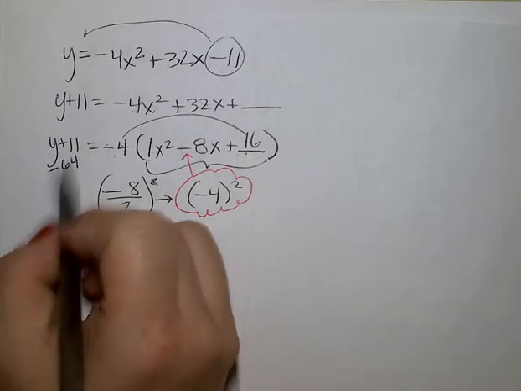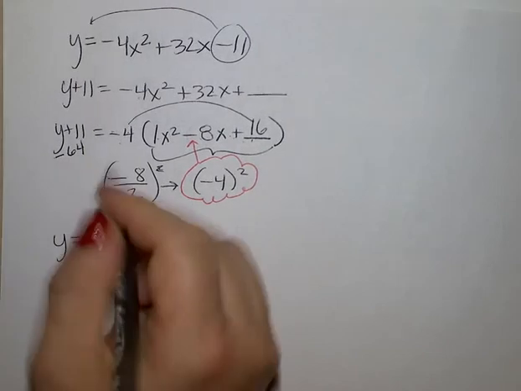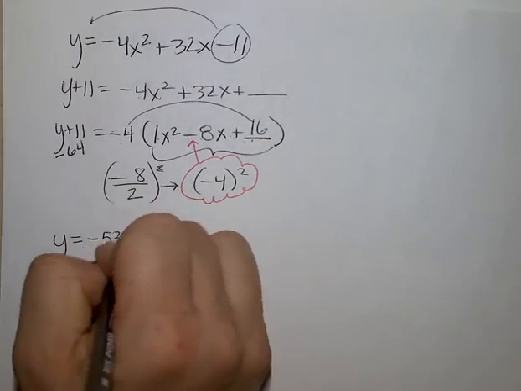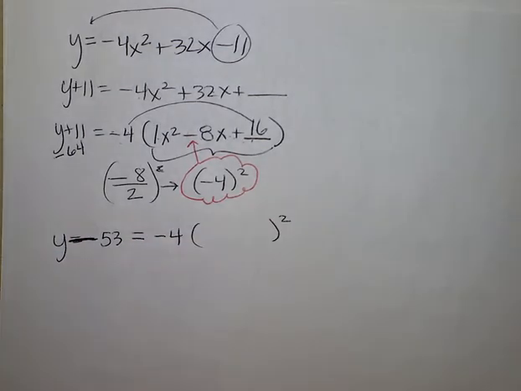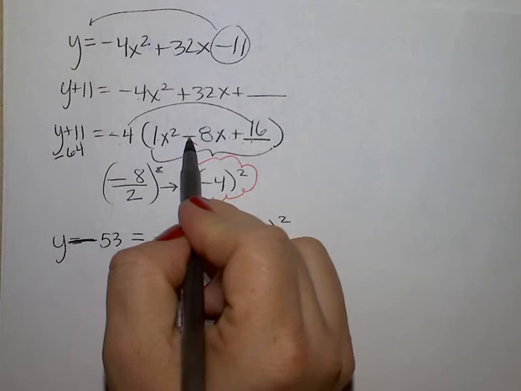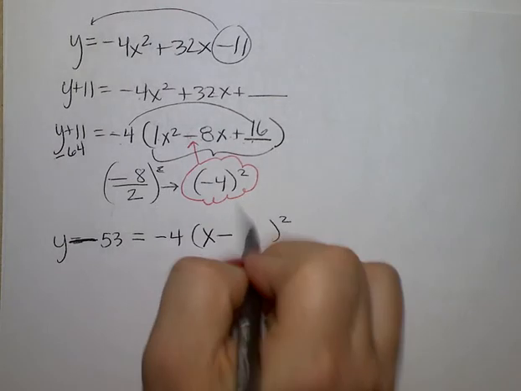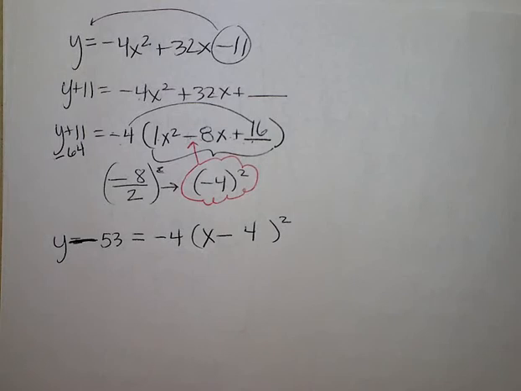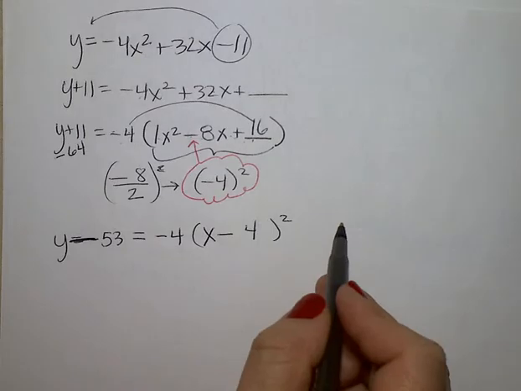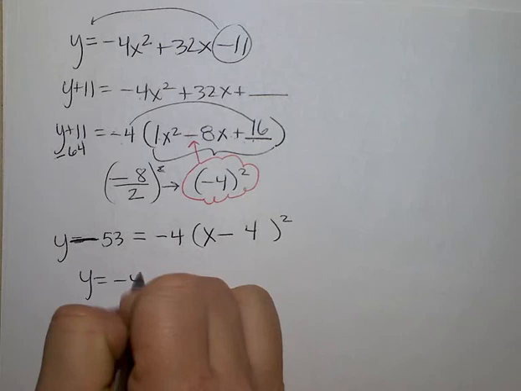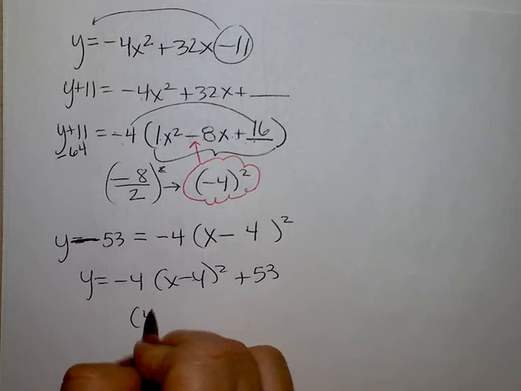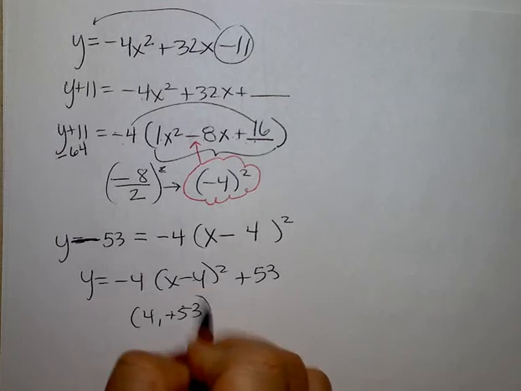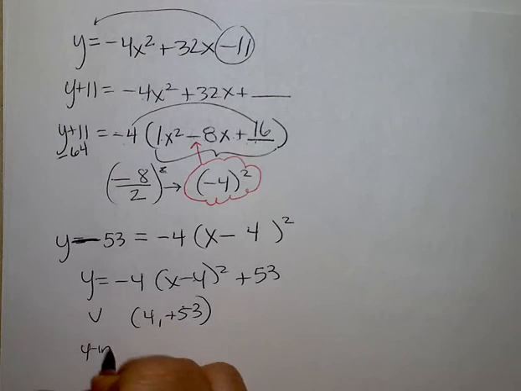When I combine like terms, positive 11 and negative 64 is a negative 53. And now what goes on the inside? x subtract 4. I bring the 53 back over to the opposite side. And the vertex is positive 4, positive 53. And the y-intercept is 0, negative 11.